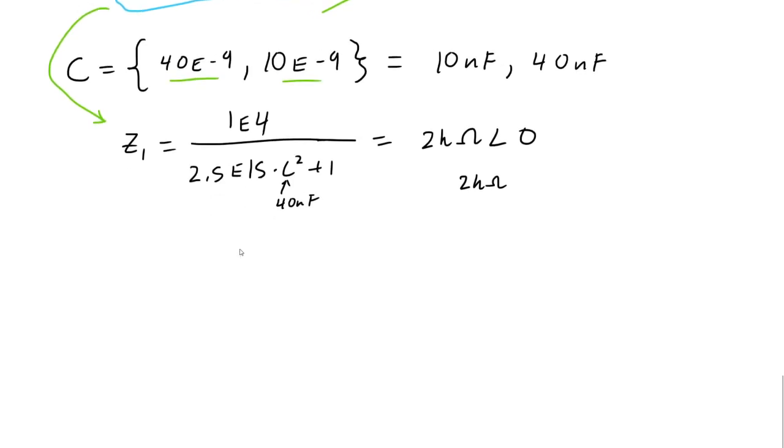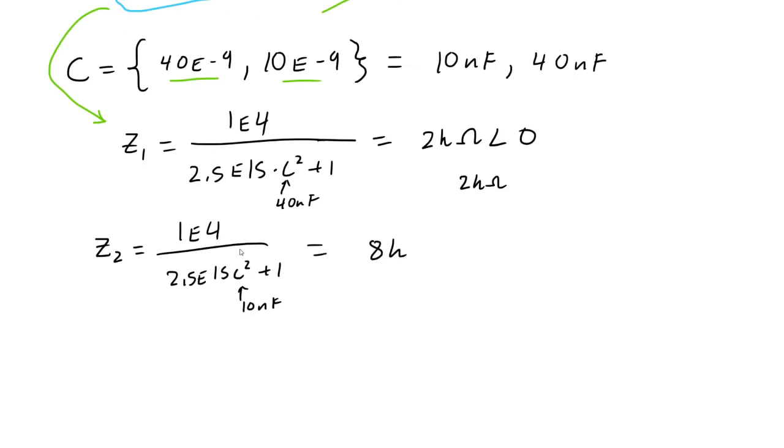And the second case will have an impedance that'll be fairly similar. 2.5E15 C squared plus 1, except we have 10 nanofarad right here. That's going to end up being 8 kiloohms, phase angle of 0. So 8 kiloohms.